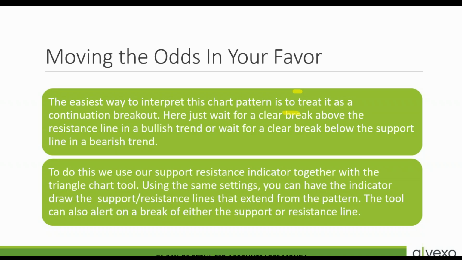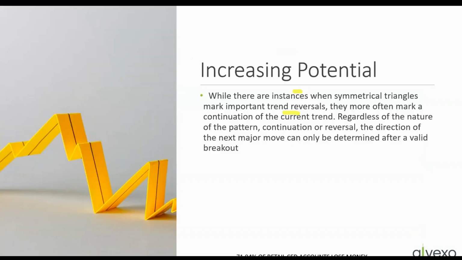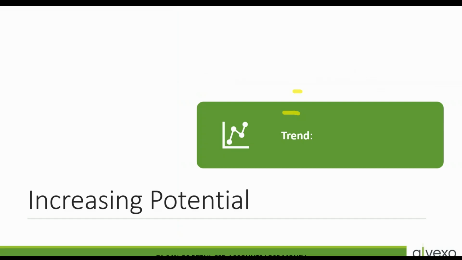So the easiest way to interpret a chart pattern is to treat it as if it was a continuation breakout. Just wait for a clear break above or below the support or resistance line. So what we're looking for, though, is because this happens quite often, you have to be able to reduce it down if you're going to trade it to say, okay, I have a potential. Now, ultimately, the breakout should be supported by volume. It should also be supported by an increasing trend. In other words, the quality of the trend.